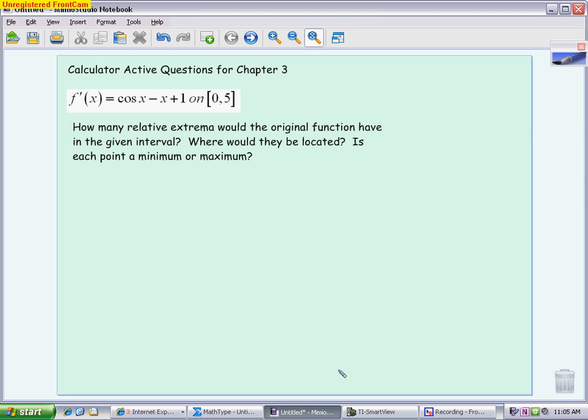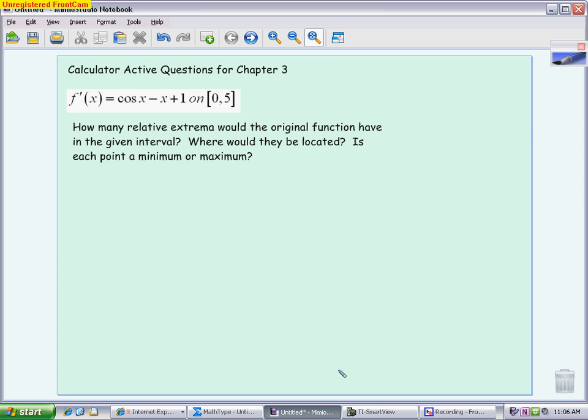So here's the first question, very similar to what you're going to see on your test, where it gives you a derivative function. We do not know what the original function is, nor will we need that. And it wants to know how many extrema, relative extrema, is it going to have on the given interval for the original function. And in addition to that, I'm going to go further and talk about where would the extrema be located, and is it going to be a minimum or maximum, or is there one of each.